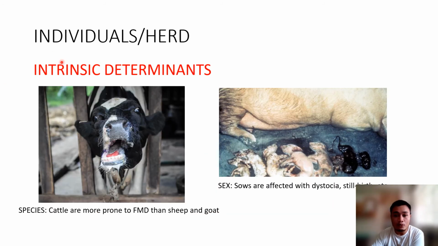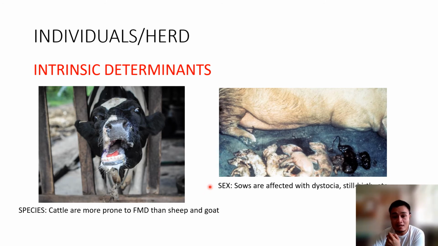So for example, we have determinants of disease. So it could be intrinsic. When you say intrinsic, it is the characteristic of the animal or the individual itself. So with regards to specific diseases, for example, cattle are more prone to foot and mouth disease than sheep and goat. So that's a species determinant. The species of the cattle is a determinant for getting FMD. They are more likely to get FMD.